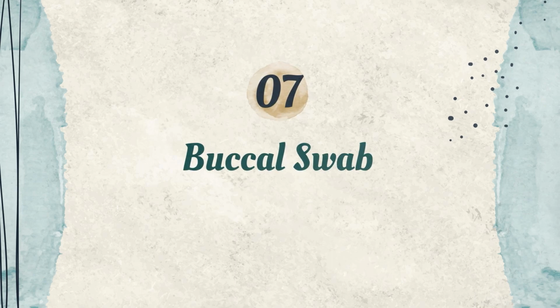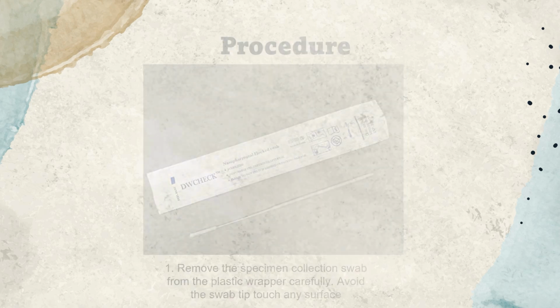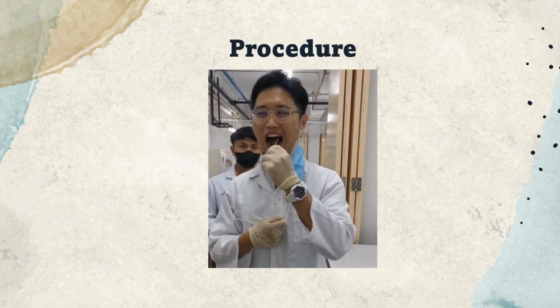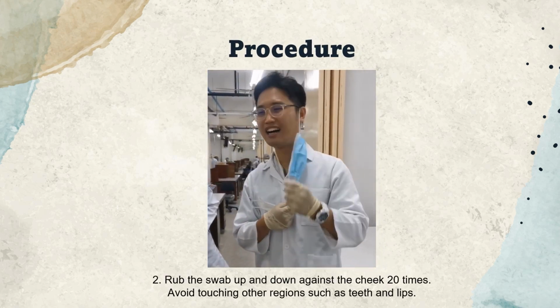And lastly is the buccal swab specimen. The buccal swab was collected using the specimen collection swab. The swab needs to be removed carefully from the plastic wrapper. The swab tip needs to be protected from contamination by not touching any surfaces. The swab needs to be rubbed against the cheek in an up and down motion 20 times. The swab should not touch other regions such as the teeth and lips.